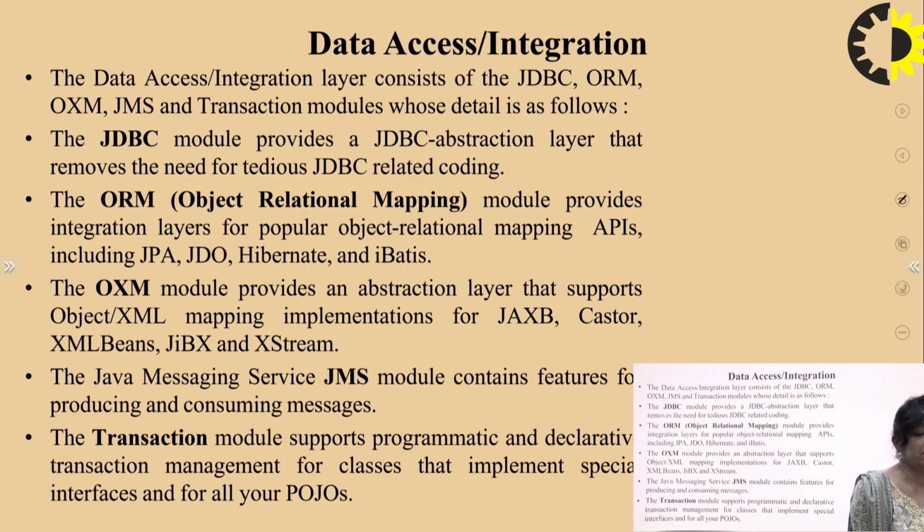Hibernate, and iBATIS. Next, the OXM module provides an abstraction layer that supports object XML mapping implementations for JAXB, Castor, XMLBeans, JiBX, and XStream. The Java Messaging Service JMS module contains features for producing and consuming messages. And the transaction module supports programmatic and declarative transaction management for classes that implement special interfaces and for all your POJOs. So this is all about the data access.